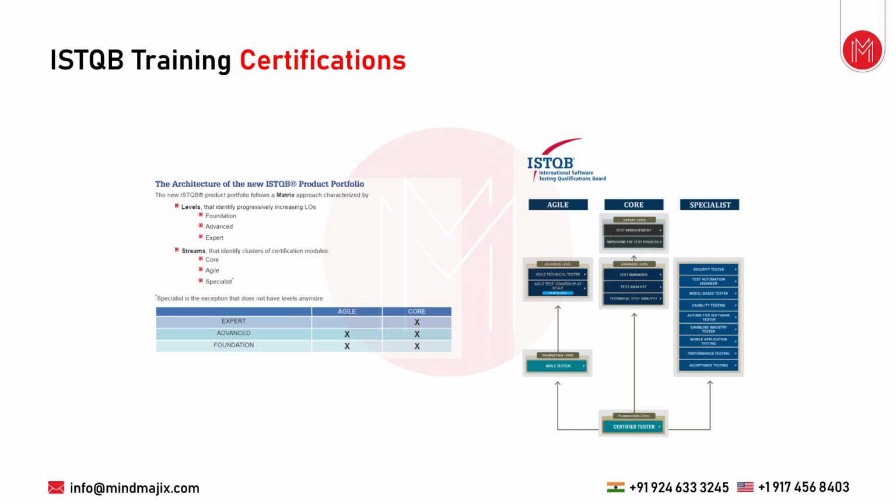After doing CTFL, you can go for Agile Tester Foundation level to get yourself Agile certified. If you want to move to foundation level in a specialized area, let's say you want to become a UAT tester, you can go for certified acceptance testing. If you are a load testing person running LoadRunner or JMeter or other load testing software, you can go for performance testing certification.